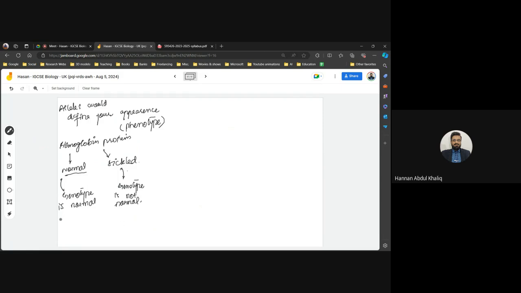So you can also say that what are these normal and sickle ones? These are phenotypes. The phenotype is basically a result of the performance of the genotype. How the genotype is performing would be expressed by the phenotype.